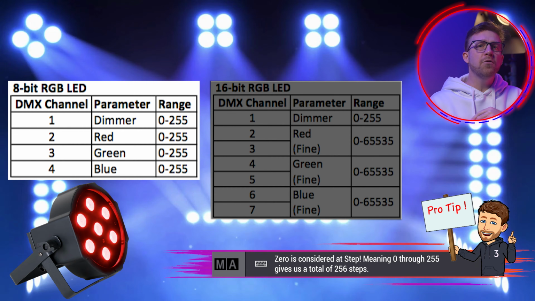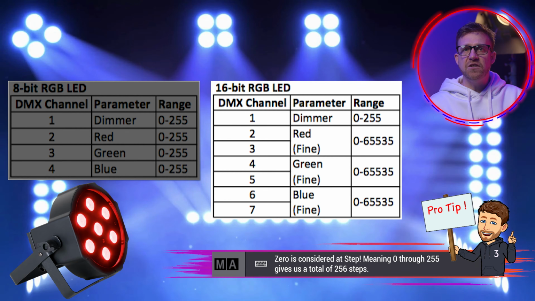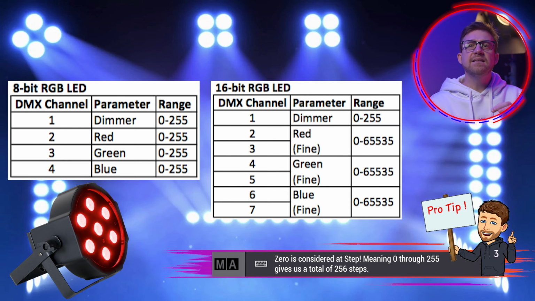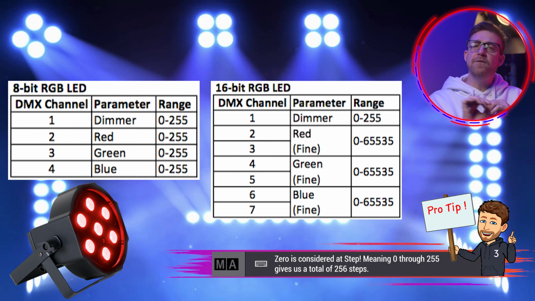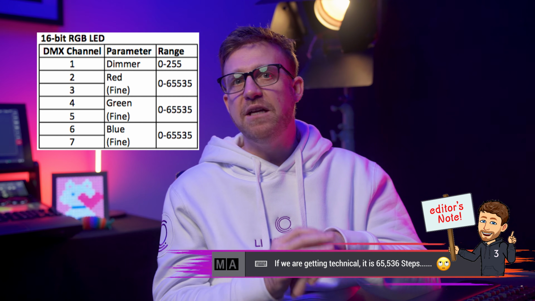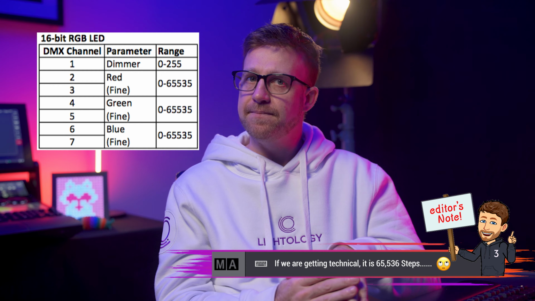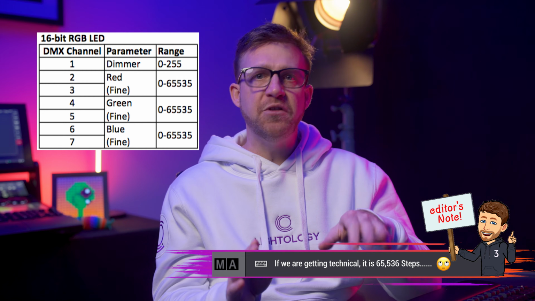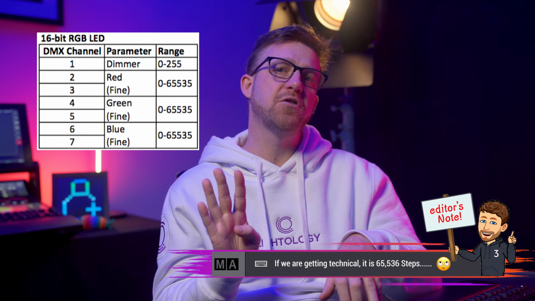There's an 8-bit mode and a 16-bit mode on this fixture. Every attribute, dimmer, red, green, and blue, has a DMX value with a 256-step range. In 16-bit mode, each of these attributes has that big range of 65,000 steps. In 8-bit mode, we need a DMX channel for each attribute, giving us 4 DMX channels in total.